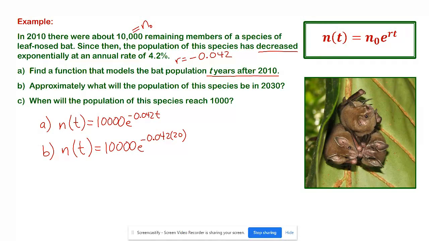So we plug this in. I'm not going to simplify it any more than that. I'm just going to go direct into the calculator here. And when I do that, I get about 4,317 bats left in 2030 after 20 years.